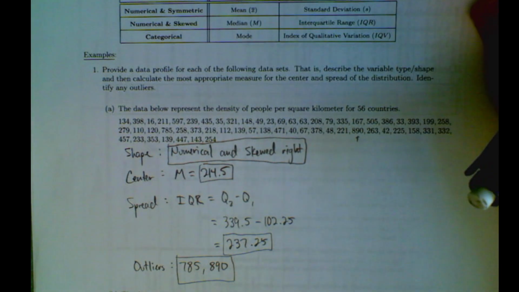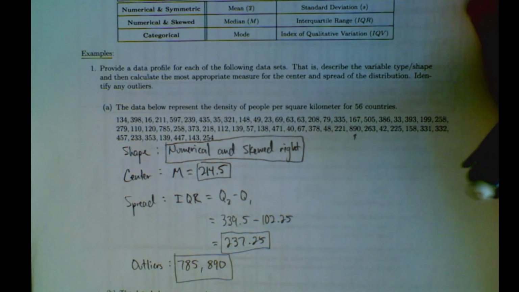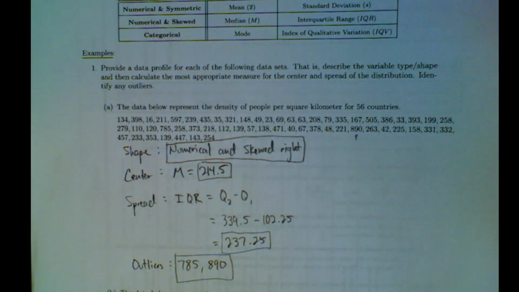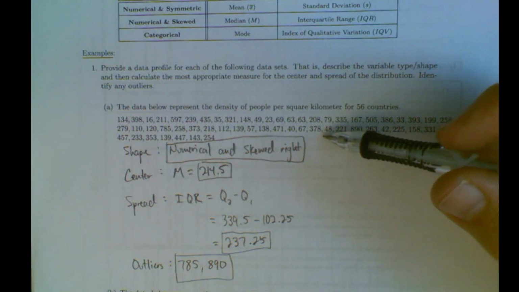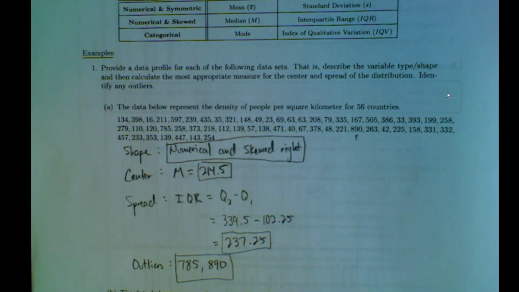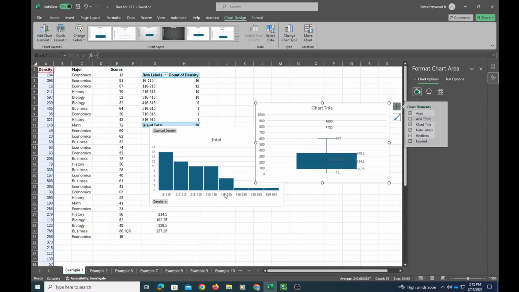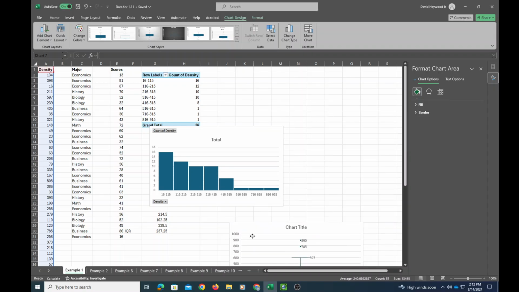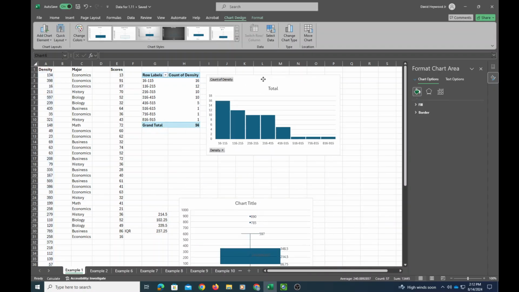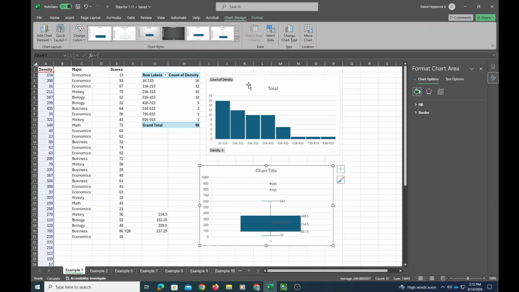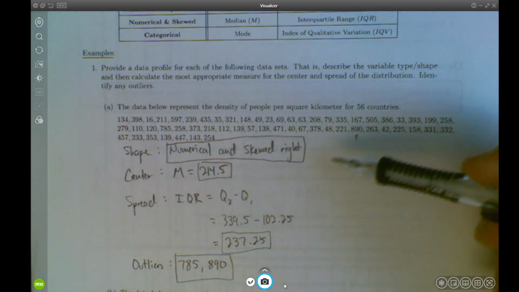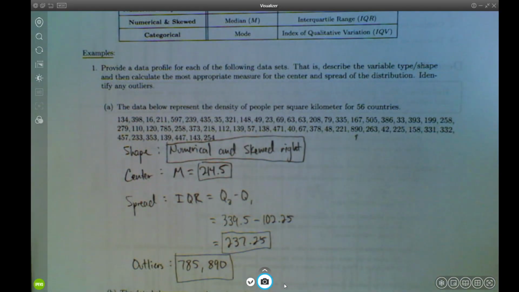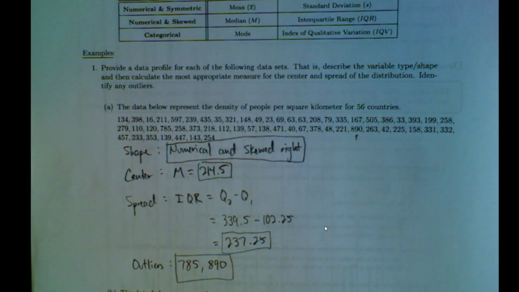Okay, so there's a data profile. Now, of course, if you were typing up a report or something, you might want to actually include the graphs that we made. You know, pictures speak. A picture is worth 1,000 words, right? That's how the saying goes. So you might want to include the histogram and the box plot. But I'm not gonna make you draw those out here in this space. So we'll just call that good. Let's look at the next one.